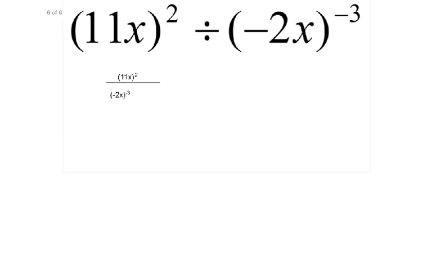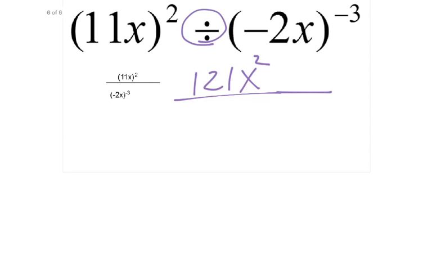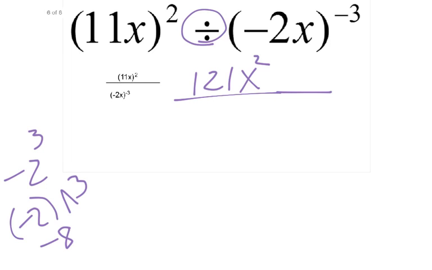So this one, the first thing I did here was I changed the division into a fraction. It doesn't really matter the order you do that. 11x all has to be squared. 11 squared is 121. X, when you square it, becomes x squared. Over negative 2 to the negative 3. Now be careful with that, because I don't want a negative exponent. So the way you fix that is you say, well, what is negative 2 to the third? Well, that would be like negative 2 raised to the 3, and you would get negative 8. But it was a negative exponent, so it has to move to the top. Still negative 8, but it's got to be at the top.